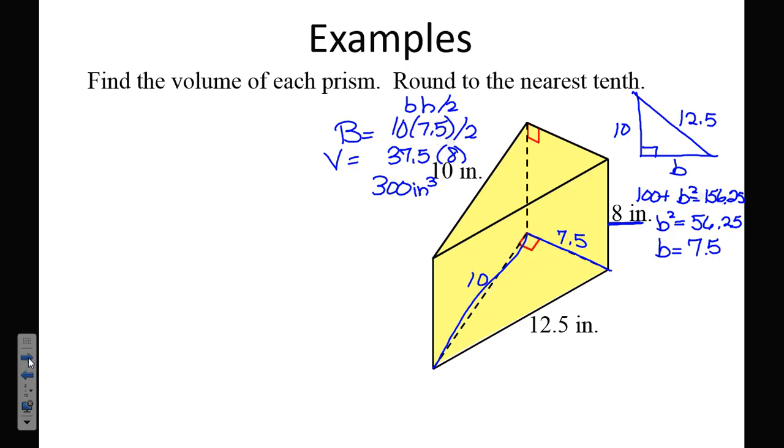The next two examples on your sheet are nothing more than finding volumes again, but do you notice that they're using Cavalieri's Principle? They're a little bit easier to see which is the height of the whole prism. Do you want to see either one of them worked, or are you good for now? We're good? Okay, let me get you your assignment.